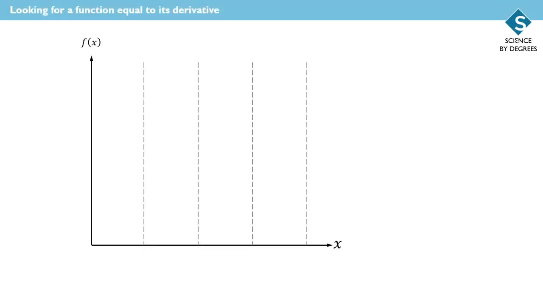So we're looking for a function whose value is equal to its derivative. And not only that, but it needs to be equal to its derivative for all values of x. So what would that graph look like?